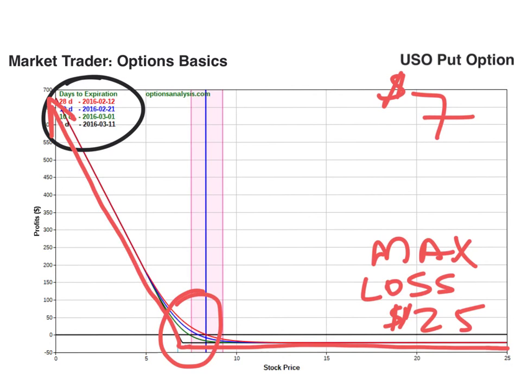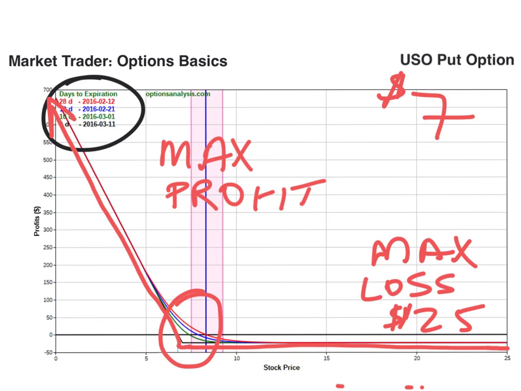Now, unlike the call option, our max profit for this option is not infinite because no matter what happens, we can't get lower than a $0 amount. So our max profit would be if somehow the price of oil got to 0, and that would be looking like it's below 700, so let's just say around $675 per contract would be our maximum profit because we can't get below 0.